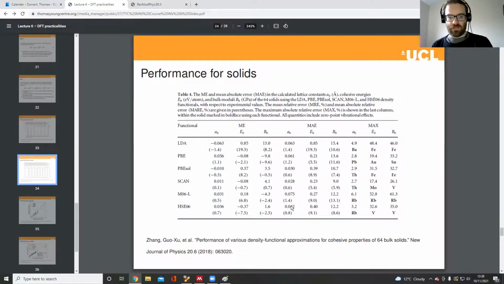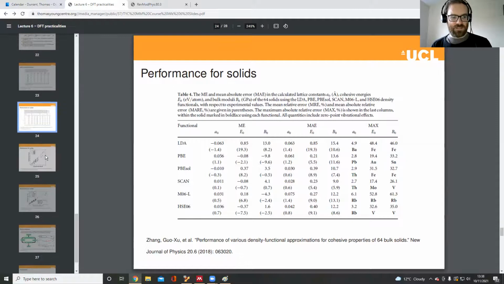This is a similar table from another paper which shows similar things. You can compare some of these numbers yourself, but it also talks a little bit about which functional is better for particular systems.